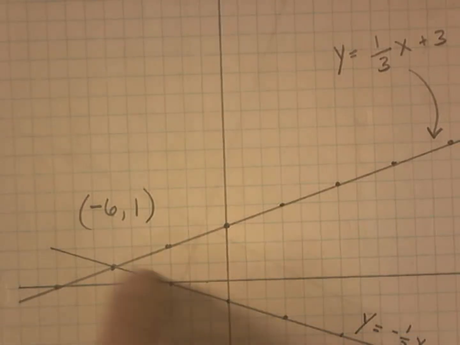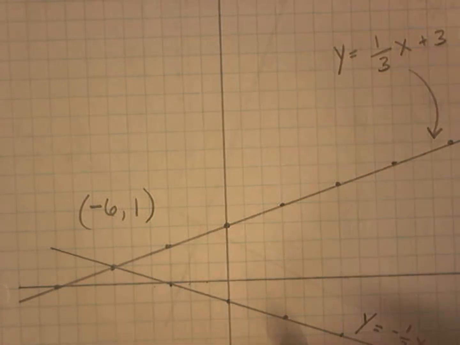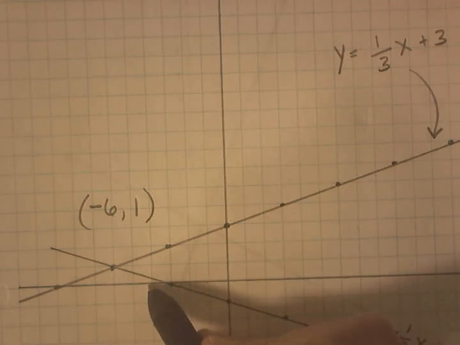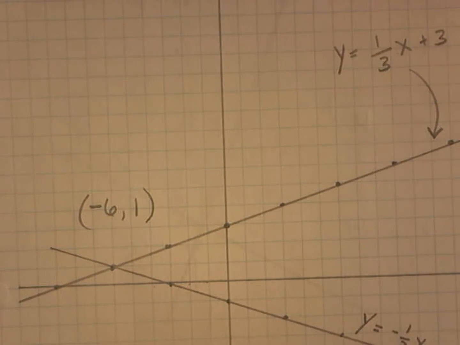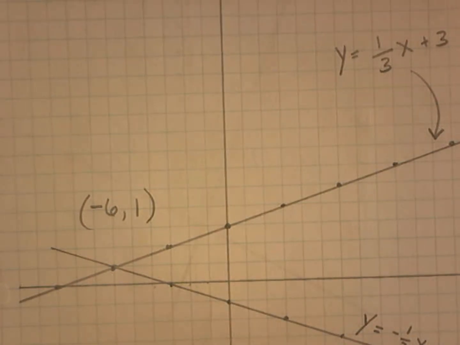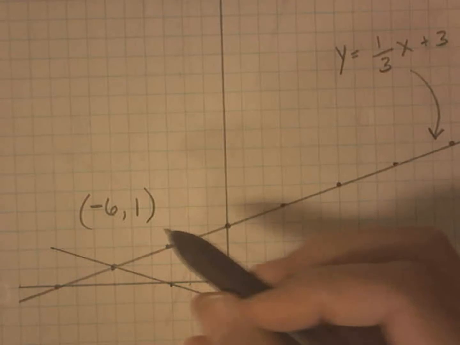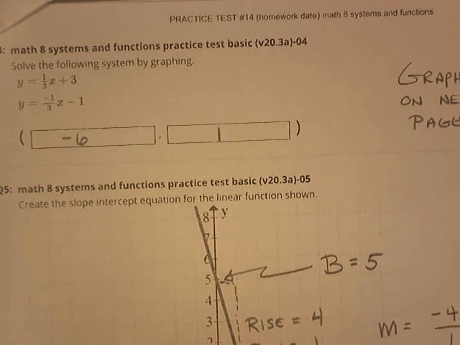And I follow it back this way, and it takes me to negative 6, 1. Negative 6, 1, 2, 3, 4, 5, 6, 1. So it's at negative 6, 1. Answer is at negative 6, 1.